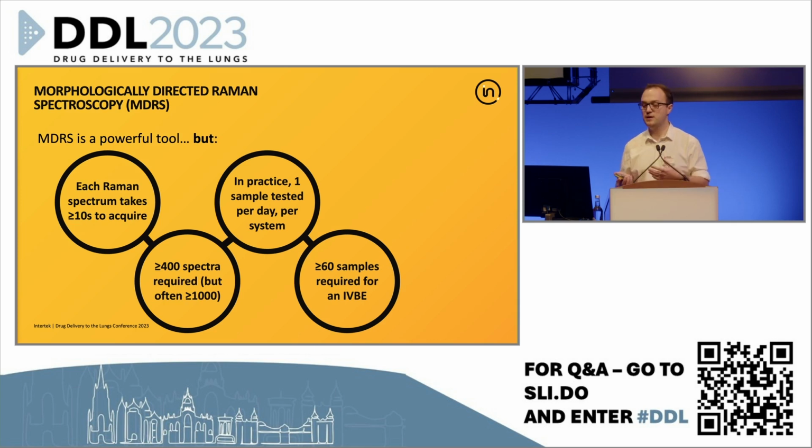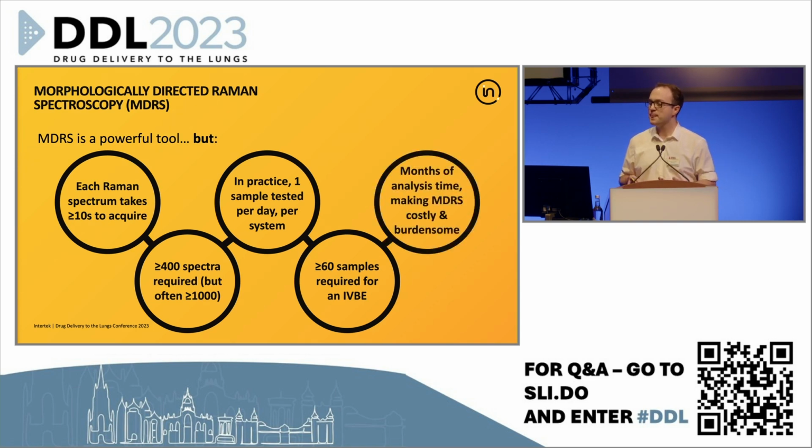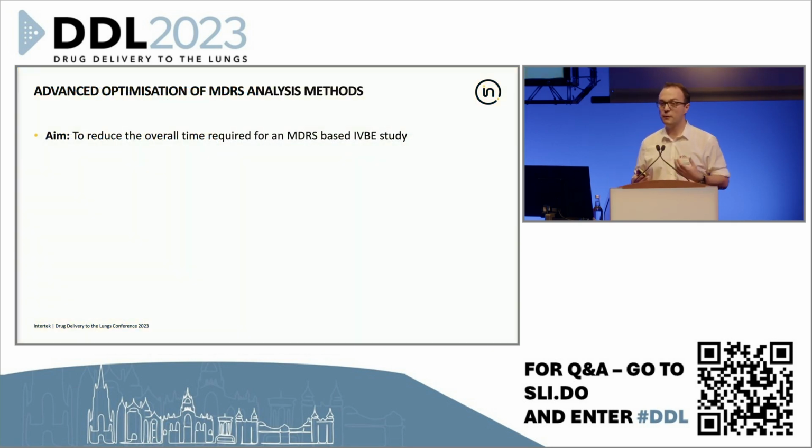So you're looking at 3 generic batches, 3 reference batches, 10 samples per batch. It could be more depending on the product. Add all of that together, and you've got months worth of analysis time, and so MDRS is comparatively very costly. Still preferable to a clinical study, but compared to one of the previous tests we looked at on the previous slide, so say plume geometry, you could do 60 measurements in 1-2 days fairly easily. And so overall, our aim is to reduce the overall time for an MDRS-based IVBE.